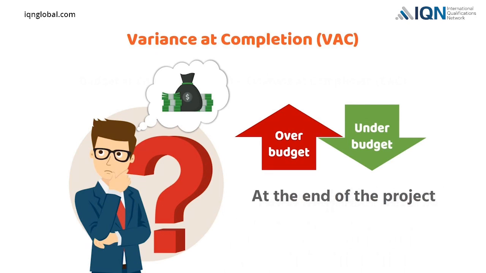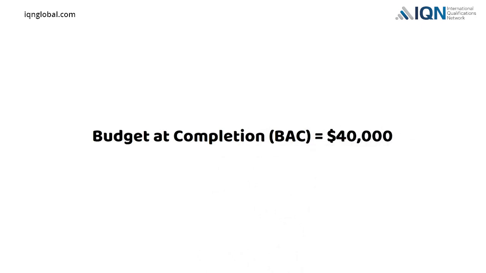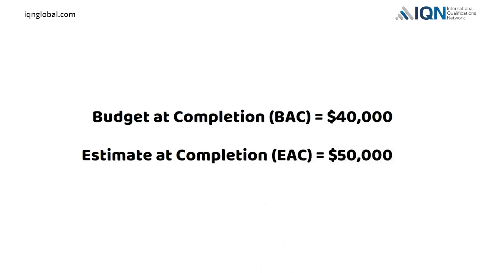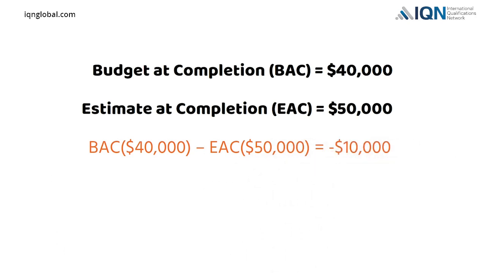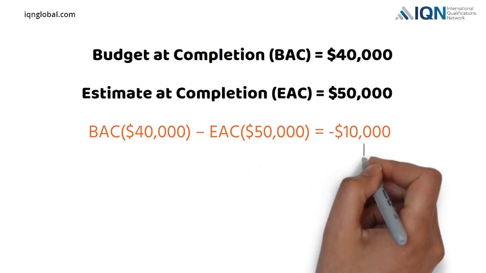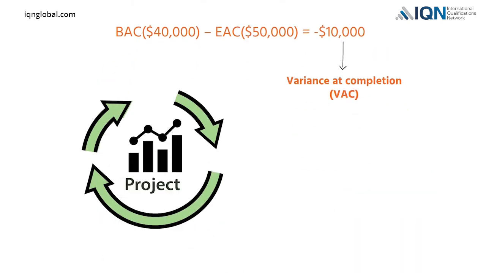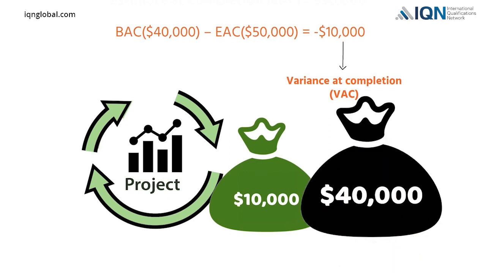The original total budget for our project, BAC, was $40,000. But under the current cost line, estimate at completion, EAC, is $50,000. Difference between BAC and EAC is negative $10,000, which is our variance at completion. This variance indicates the project will incur $10,000 more than the original budget.